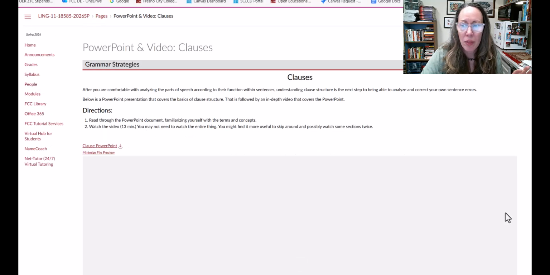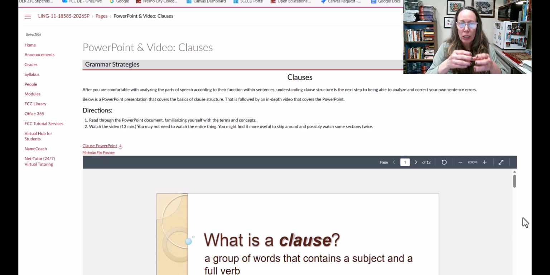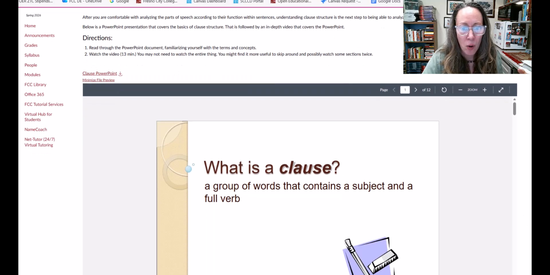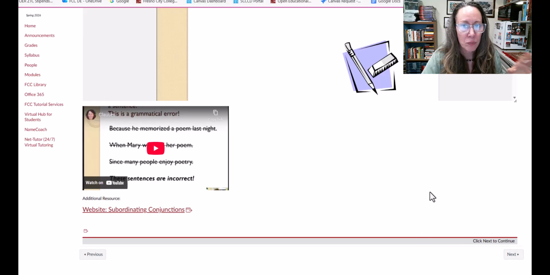Then we're going to be looking at clauses. Part of speech is looking at words. Now we're looking at clauses. And I've got a PowerPoint and then a video going through the PowerPoint.